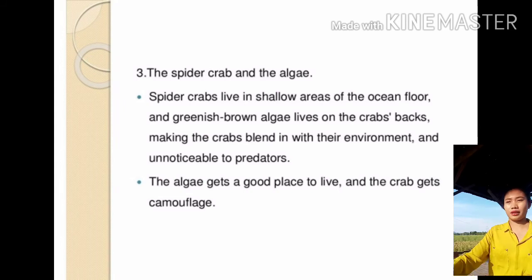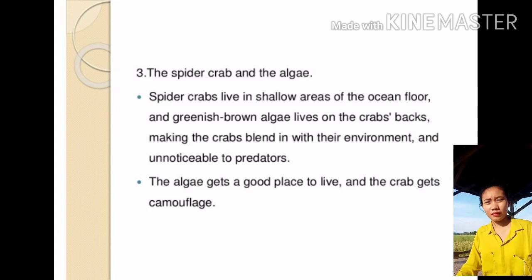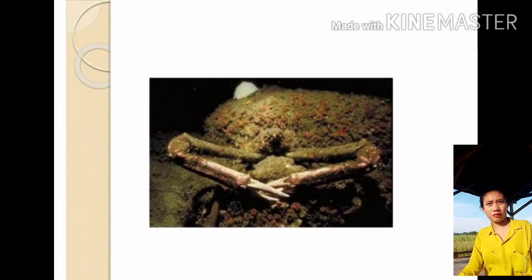Both are benefiting and have to work with each other, because if the algae won't live on the back of the crab, the crab won't have camouflage and will not be able to protect themselves from the predators. And that algae was able to live because it is on the back of the crab. One has to do their job for them to survive. That is mutualism. So let us have a review.